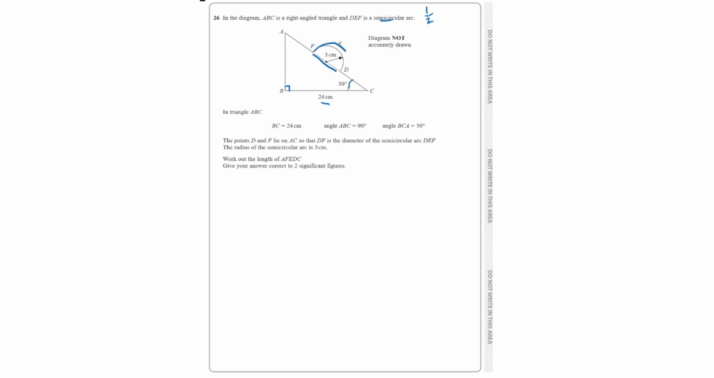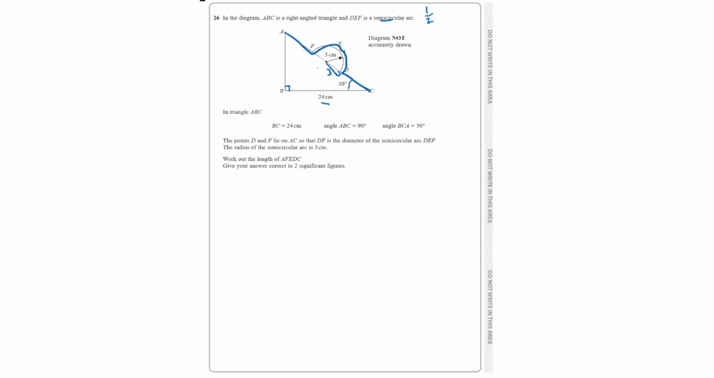So that means this is the circumference. The radius of the semicircular arc is 3 centimeters. So the radius is just 3. Work out the length AFEDC. Give your answer correct to 2 significant figures.